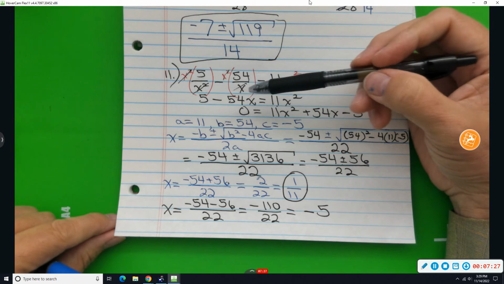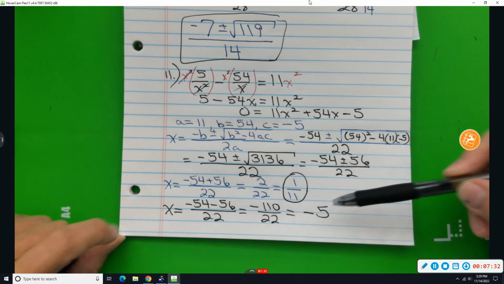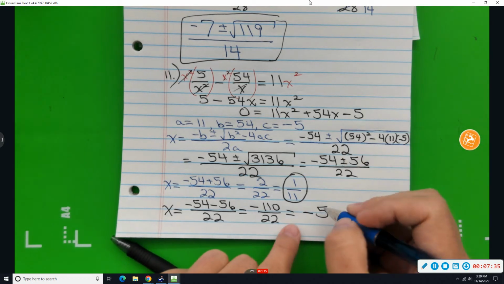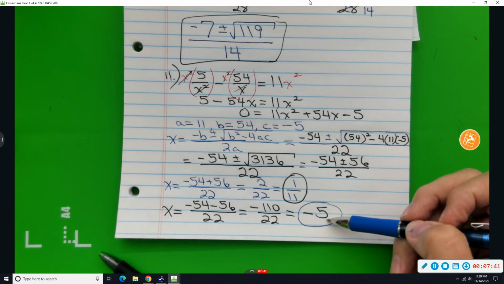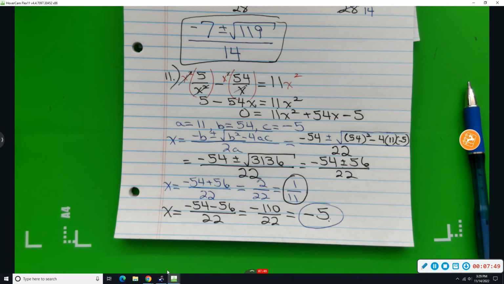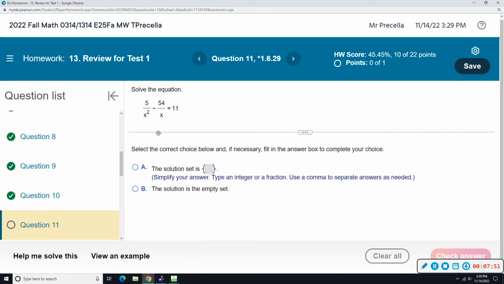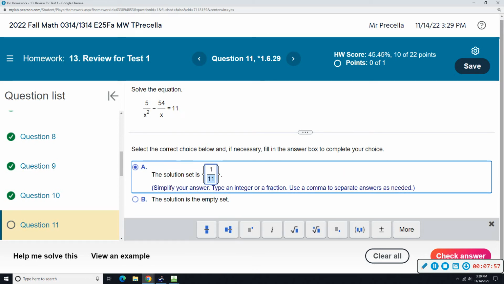Realize the only number that would have made these denominators equal 0 would be 0 itself. Did we get 0 as either of the answers here? No, we got 1/11 and negative 5. So, we come over here and we patch in 1 over 11. And they want us to separate the answers using a comma, so get out of that by doing a right arrow, get out of the denominator, comma, negative 5.